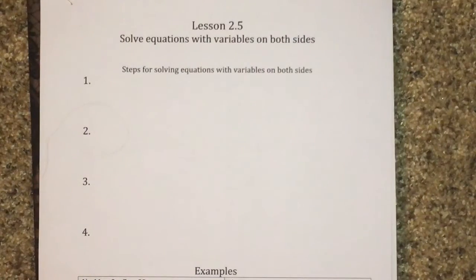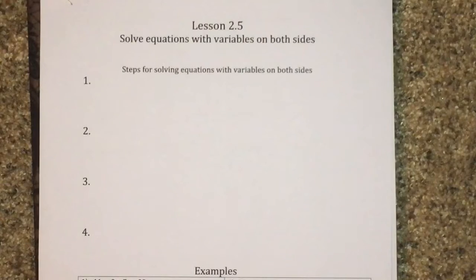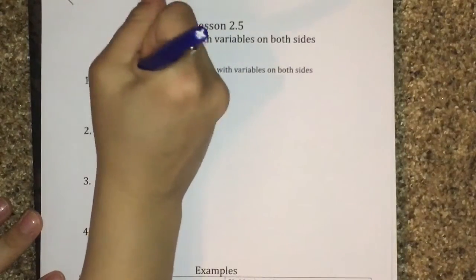Now we're going to look at solving equations with variables on both sides. When there are variables on both sides of an equation, you're just going to follow one other step before you get to solve the equation. So step 1, distribute.